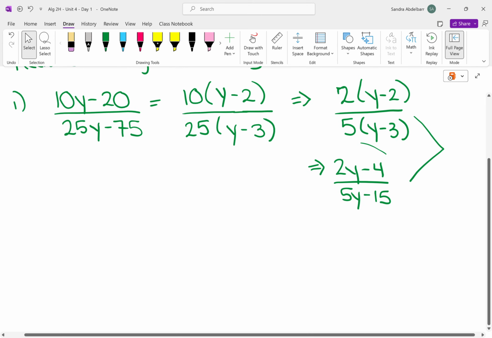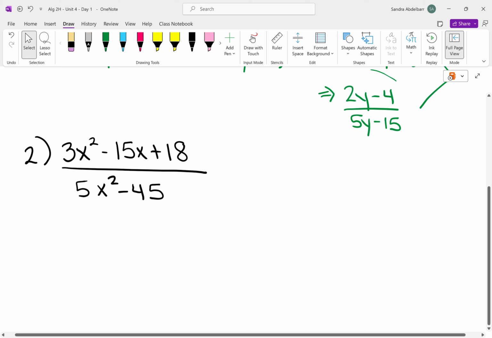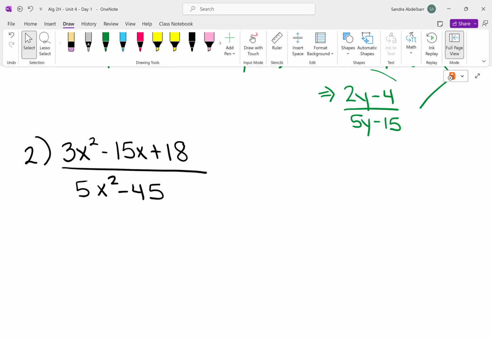All right, let's do another one. 3x squared minus 15x plus 18 over 5x squared minus 45. So we're factoring our top, we're factoring our bottom, we're sort of seeing what we're left with. So once we start factoring the numerator, before I make my double set of parentheses, what should I do? Michael? Yeah, what's the GCF here? 3. So now we're going to have x squared minus 5x plus 6.